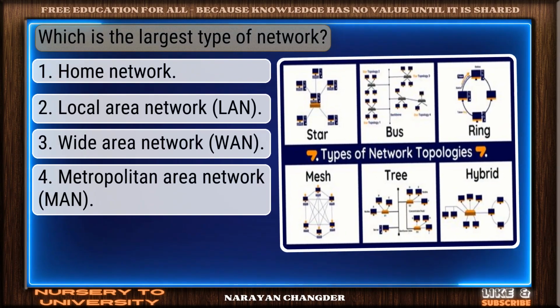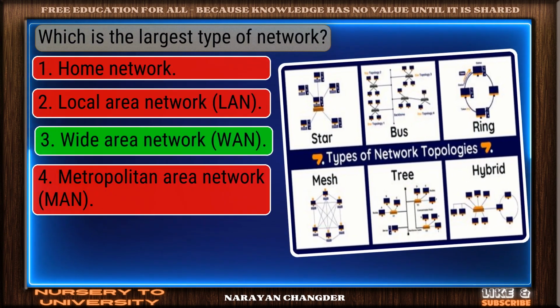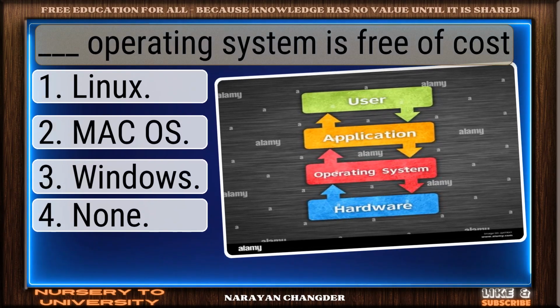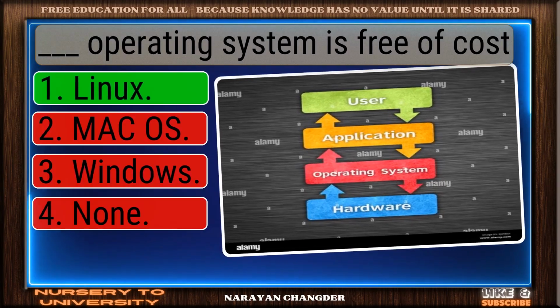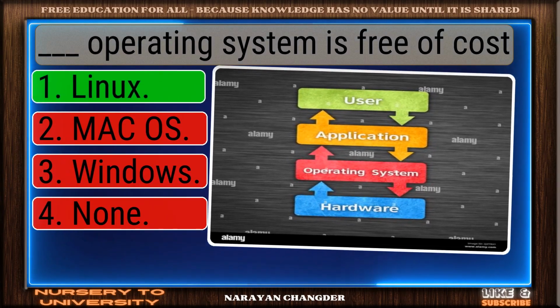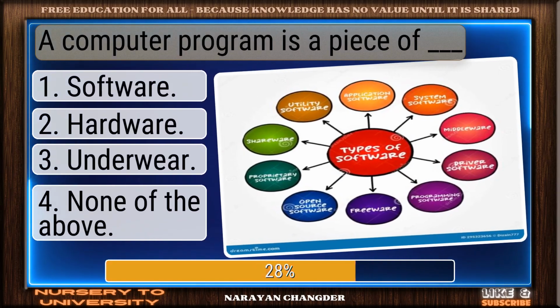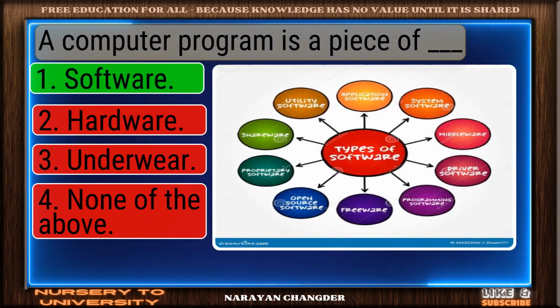Which is the largest type of network? You got it. Wide area network fits. Dash operating system is free of cost. Well reasoned. Linux is correct. A computer program is a piece of dash. Good job. Software works well.